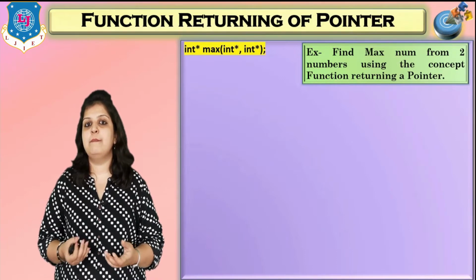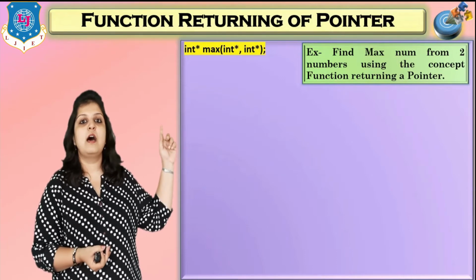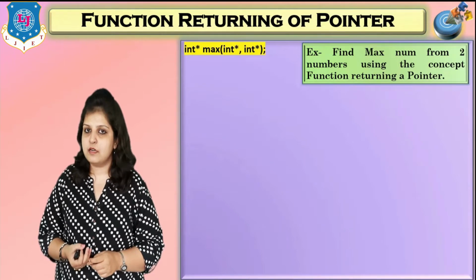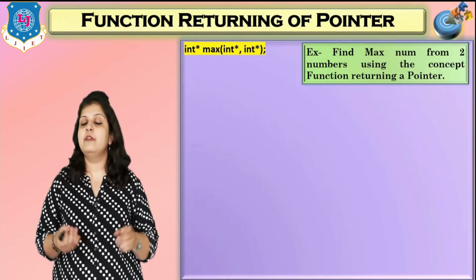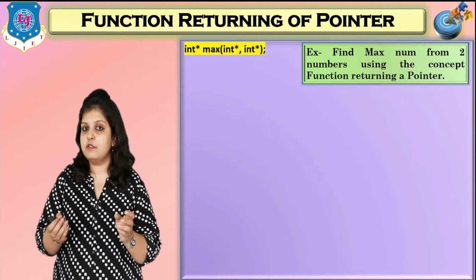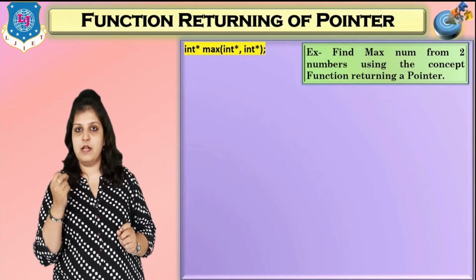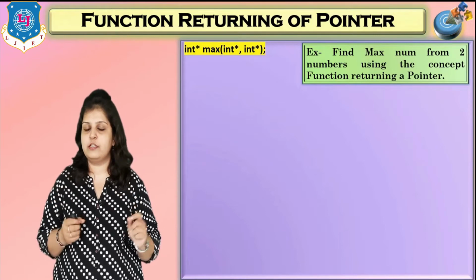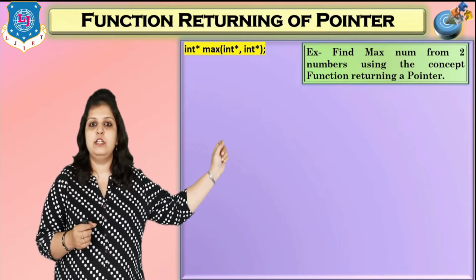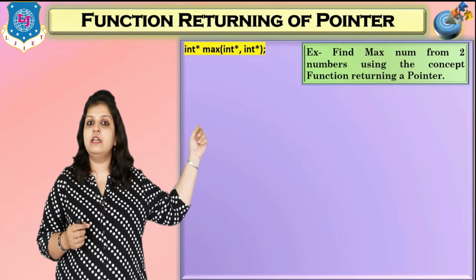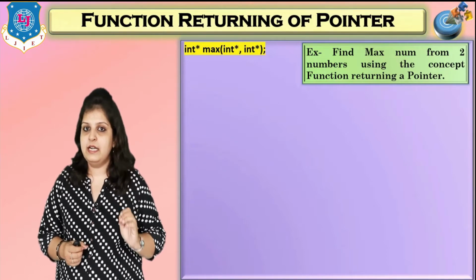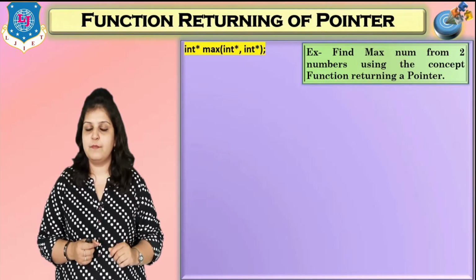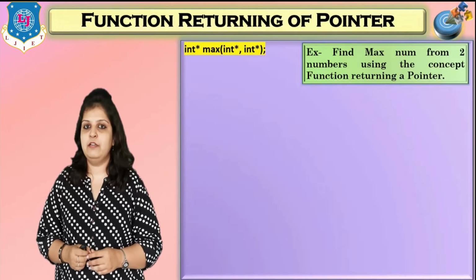Here I want to find the maximum from two numbers, so I am taking the function name as max, and we have to pass two parameters because we want to find the max from two numbers. So I am passing two different pointers as formal parameters: int asterisk, int asterisk. You can also give the names of the pointers here in the declaration part, it is optional.